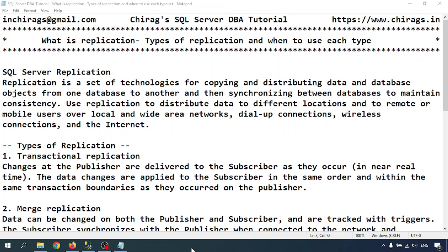In this video, we are going to learn what replication is, the types of replication, and when we use each type of replication. In what scenario do we talk about replication? Replication is actually a SQL Server feature, different technologies put together behind the scenes to replicate data. When I talk about replication of data, that means you have a source and a destination. We can have one source and multiple destinations, or one source and one destination.